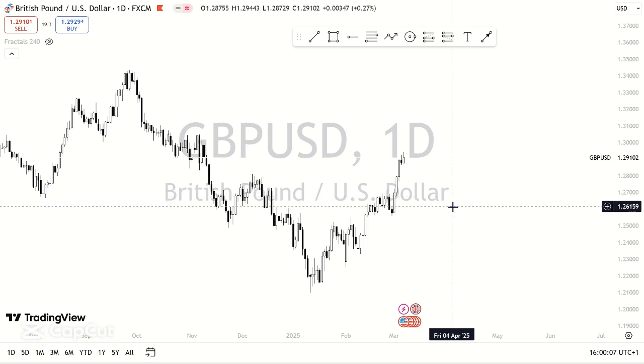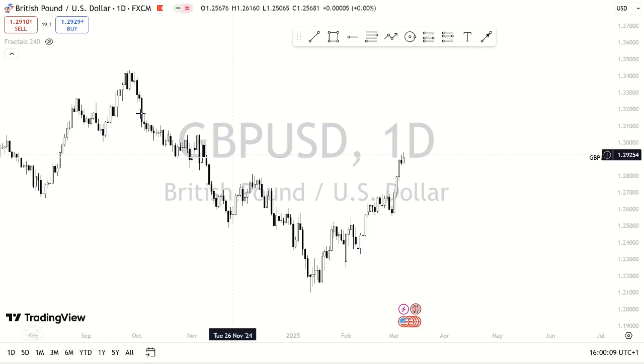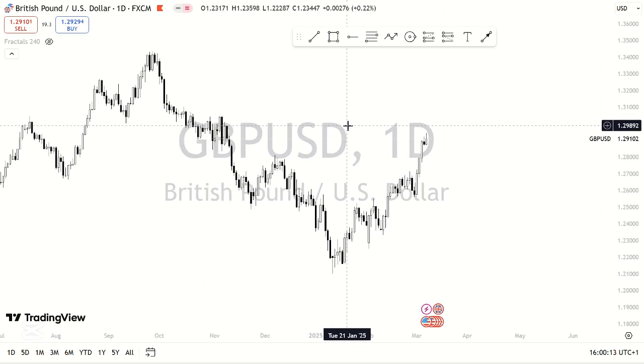Okay, guys, so we're going to be talking about top-down analysis, and we're going to be using GBPUSD as our case study. So, top-down analysis, as a day trader, we're going to start from the daily time frame. The point of doing this is to identify the trend.